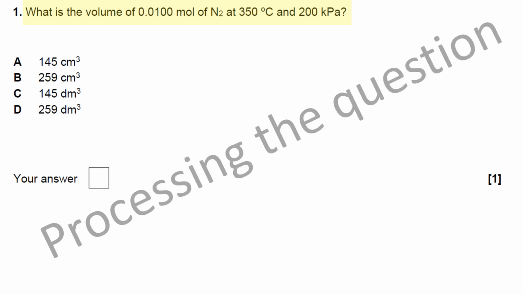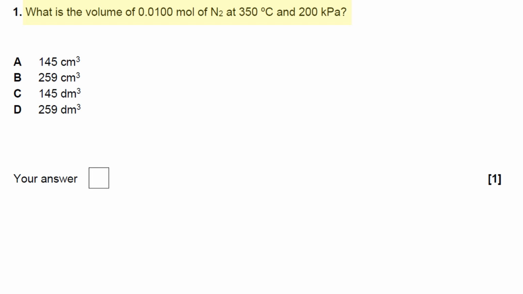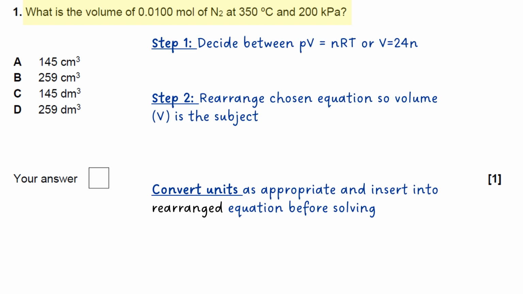In order to process this question, you need to think about the things you need to do in sequence. You need to decide whether it's PV equals nRT or V equals 24N that you need to use, because they're both gas mole equations. Then once you've made your decision, you rearrange whichever equation you've chosen so the volume is the subject, and then you convert any units as appropriate and insert them into the rearranged equation you've just come up with.